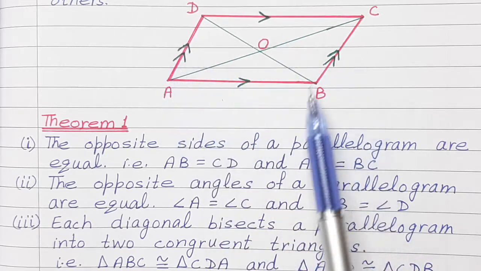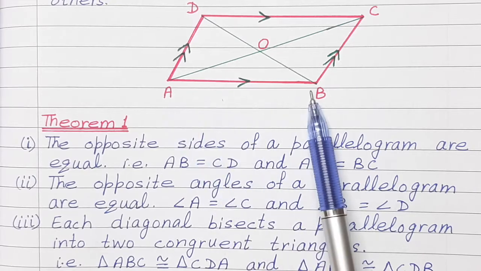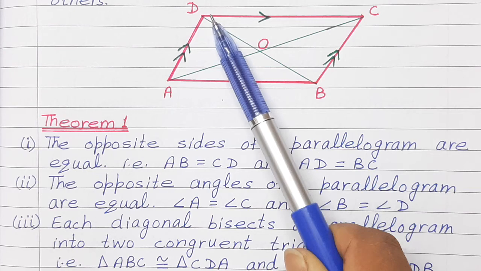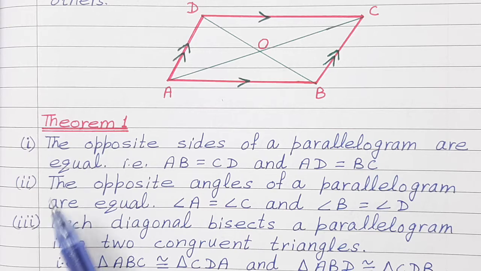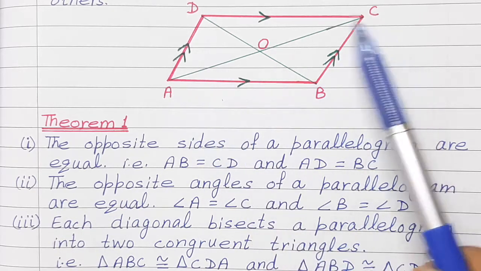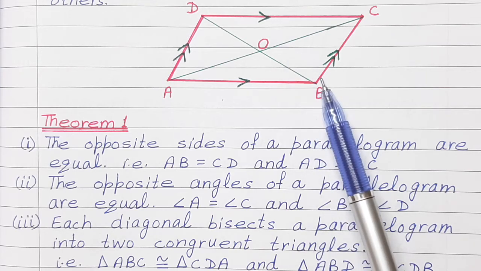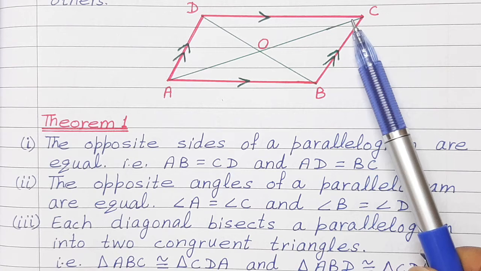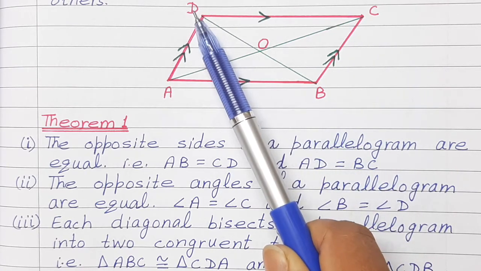Theorem number 1: the opposite sides of a parallelogram are equal. That is, AB is equal to CD and AD is equal to BC. Clear? And the second one is the opposite angles of a parallelogram are equal. That is, angle A is equal to angle C and angle B is equal to angle D.